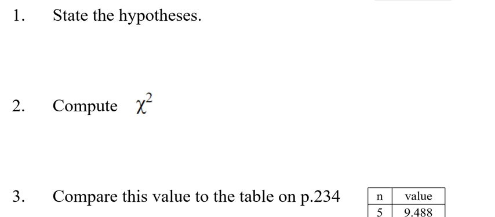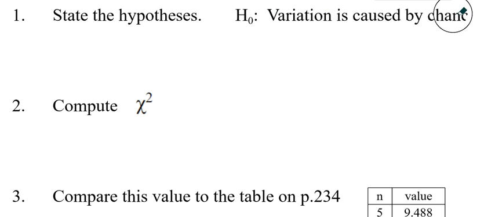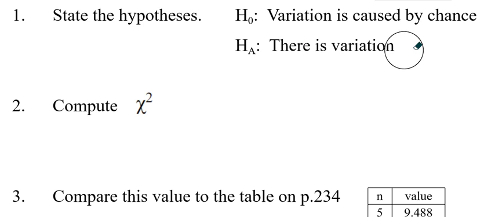First step, you need to state the hypotheses. Here's one nice thing about chi-square testing: the hypotheses are always the same. You don't have to use any special symbols, and you don't change it based on the problem. The null hypothesis is that variation is caused by chance. The alternate hypothesis is that there is variation, that what we saw on the previous page varied more than what we'd anticipate based on chance.